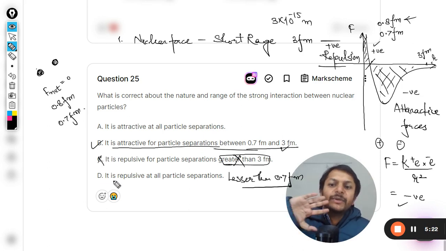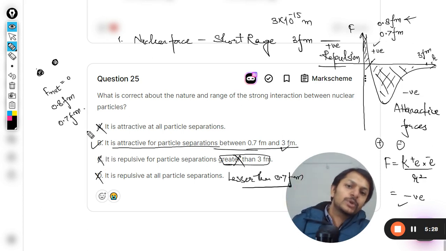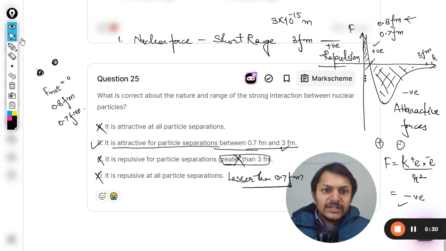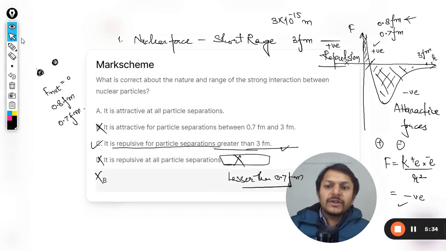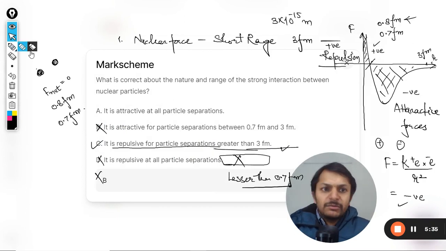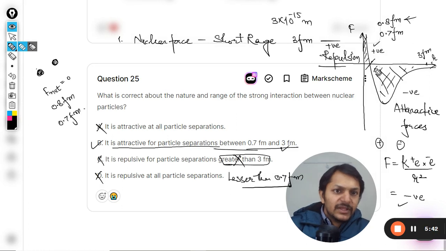D says that it is repulsive every time. No. A says it is attractive all the time. No. Hence, the answer will be B for this question. And let us see what is the answer given in the mark scheme. Clearly, the answer is B. It is attractive between the distance of 0.8 fermi meter here. So this graph is negative here, from this point to this point.